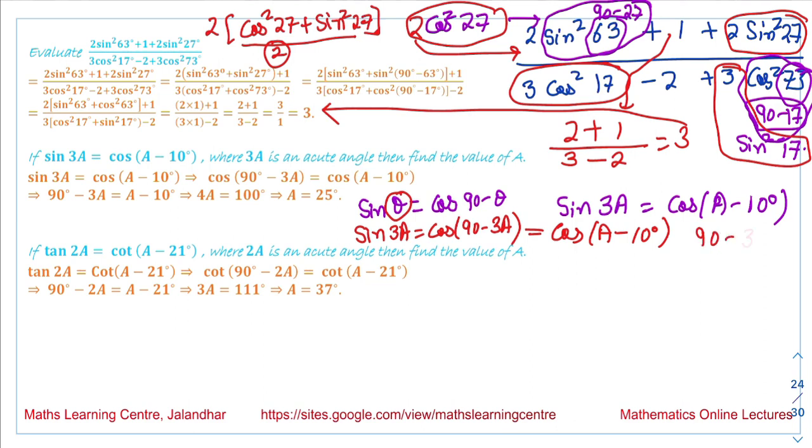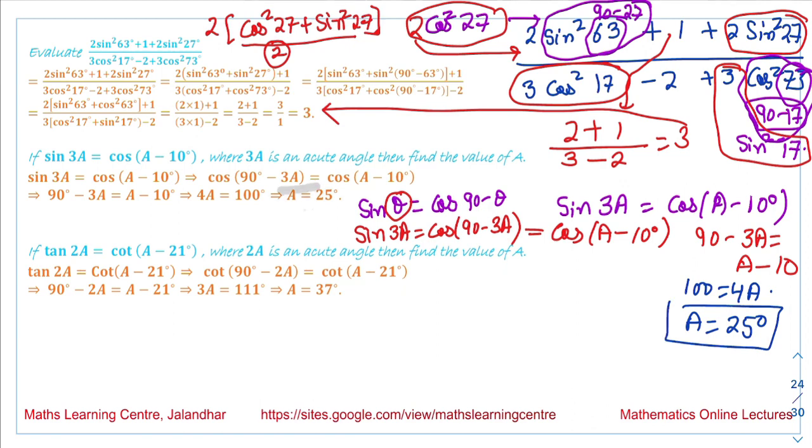So we get 90 minus 3A is equal to A minus 10. On solving this, what we will get is that 100 is equal to 4A. So the value of A we will get is equal to 25 degrees. So this is the value of A, that is 25 degrees.